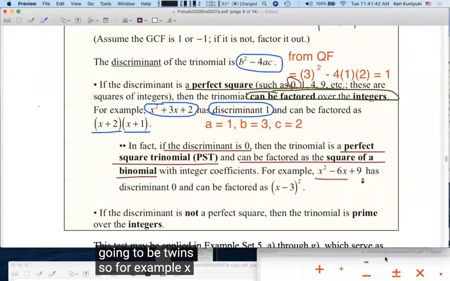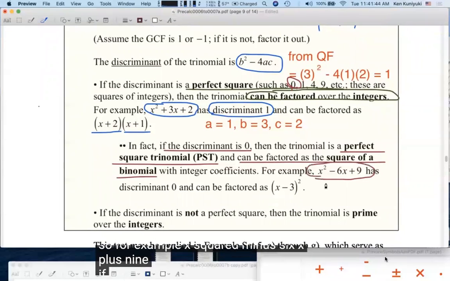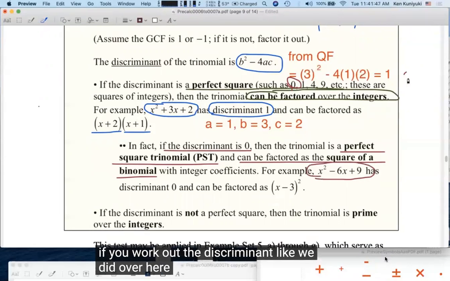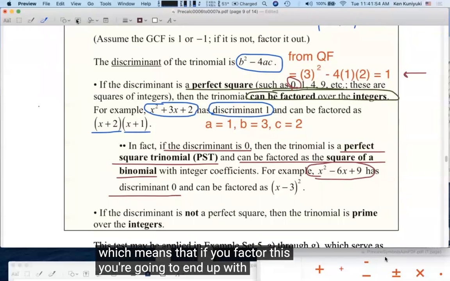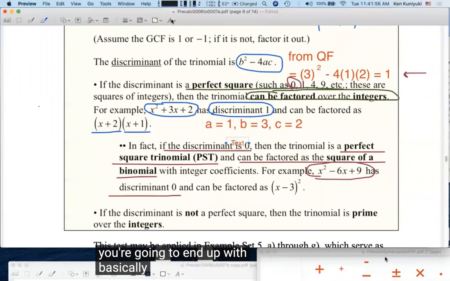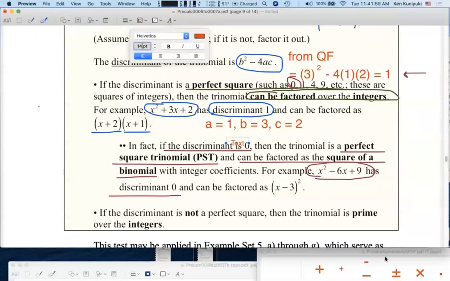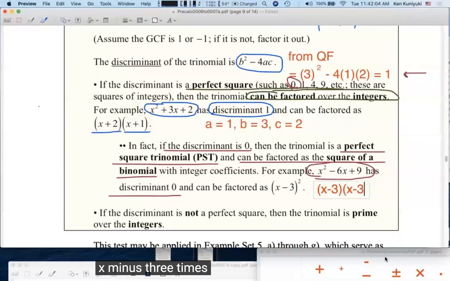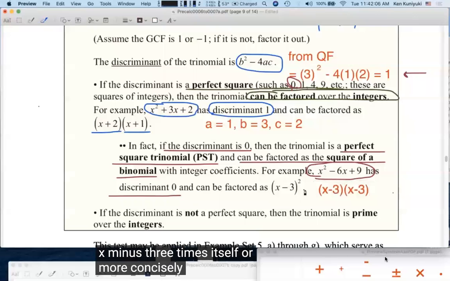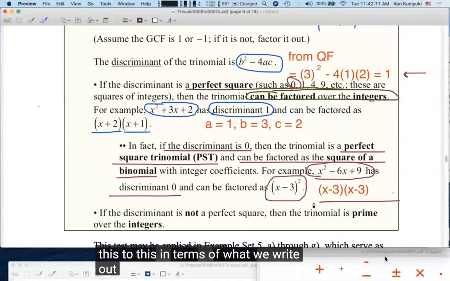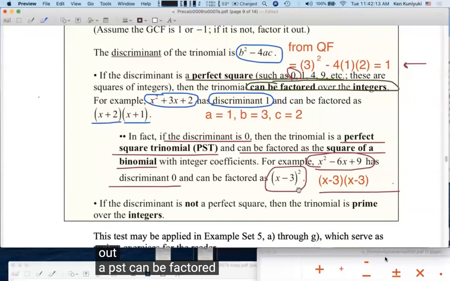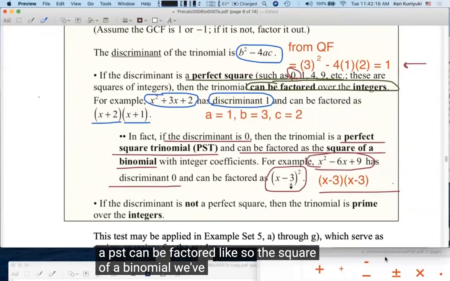So for example, x squared minus 6x plus 9. If you work out the discriminant, like we did over here, it turns out that the discriminant is 0, which means that if you factor this, you're going to end up with x minus 3 times itself, or more concisely, the square of x minus 3. We usually prefer this to this in terms of what we write out. A PST can be factored like so, the square of a binomial. We've seen that before.